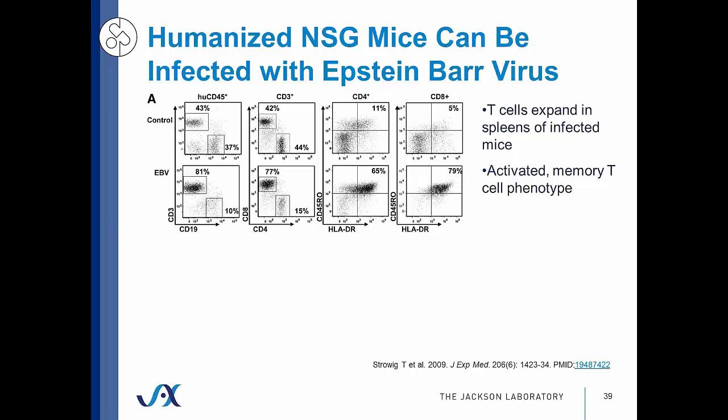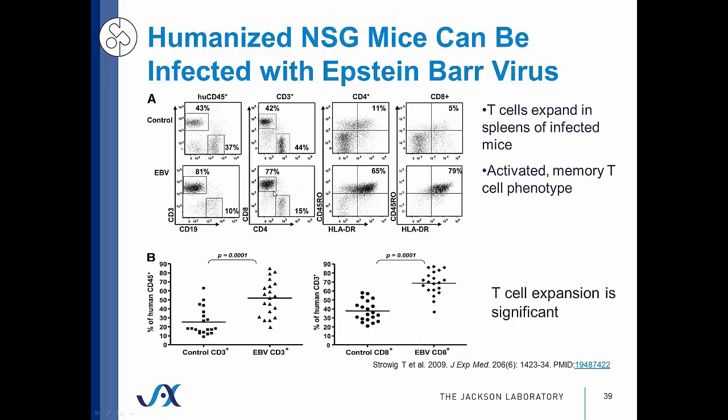to infection. And you can see that EBV infected total T cells as well as CD8 positive T cells are expanded as compared to the control, and they're the activated memory T cell phenotype. And represented graphically, you can see much higher levels of T cells during EBV infection as compared to the control, and it's mostly due to CD8 positive T cell expansion.